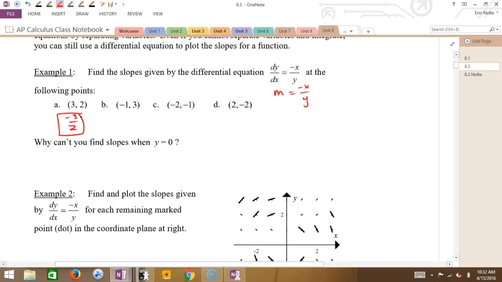Easy. Okay, what is the slope at negative 1, 3? 1/3. 2 over negative 1 makes negative 2. And negative 2 over negative 2 makes 1. What do we think about that?